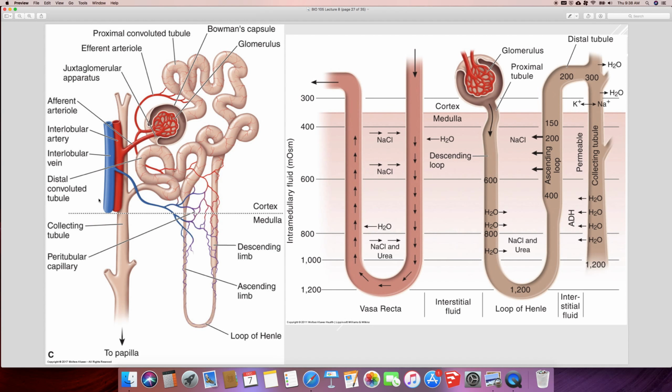Okay, so let's just walk through this really quickly. So here's the glomerulus. Blood comes in through an afferent arteriole. It pushes filtrate into Bowman's capsule. Bowman's capsule catches the filtrate, and then that filtrate will travel first through the proximal convoluted tubule, then the loop of Henle, and then the distal convoluted tubule. And the whole time this is occurring, we have reabsorption and secretion, which we talked about in the fluid and electrolyte balance lecture. So I'm not going to go into detail about that again, but those are the big takeaways.